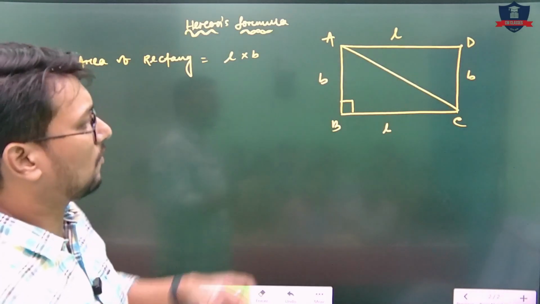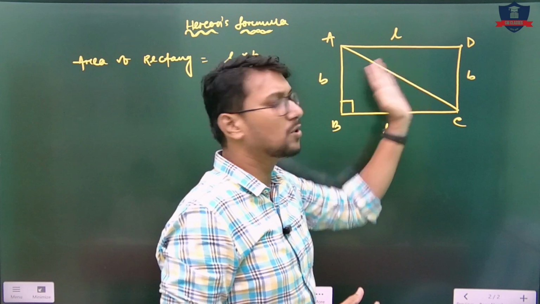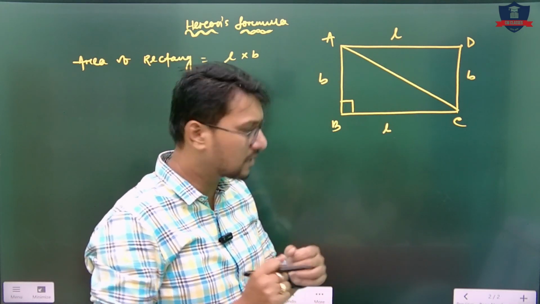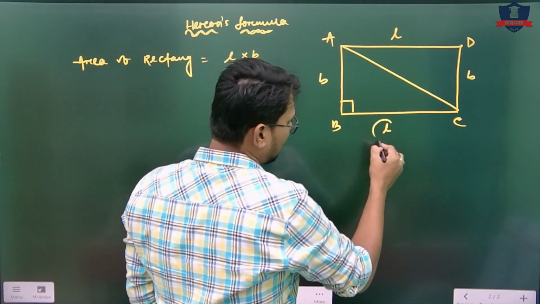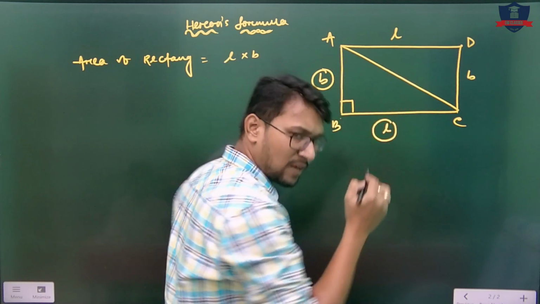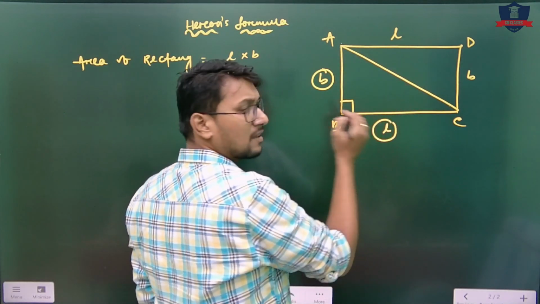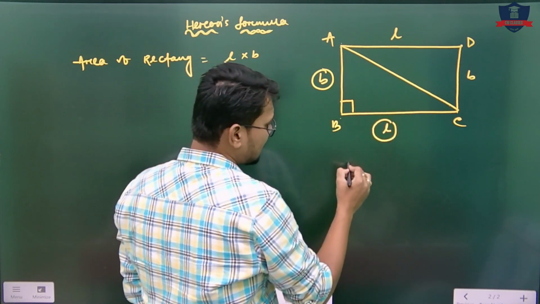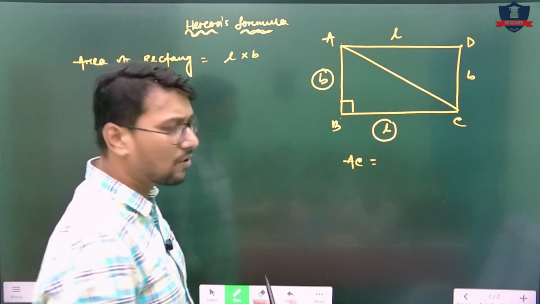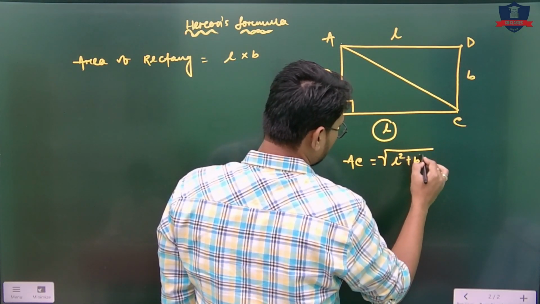So I have joined one diagonal. After joining one diagonal, do you know this rectangle is divided into two triangles? Two triangles. Are you clear? Got it? Though L, B are the sides of ABC triangle, then hypotenuse should be what? What is the hypotenuse? Hypotenuse means AC. What would be the AC length? By Pythagoras theorem, we can find out that it is square root of L square plus B square.